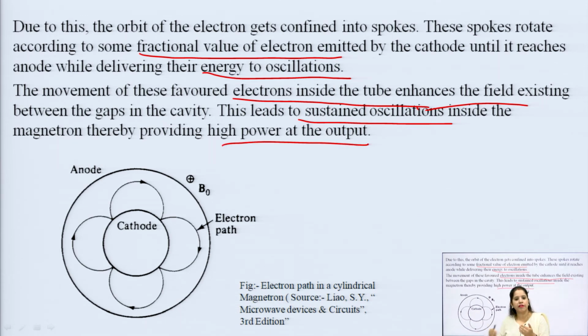So, the favored electron keeps on moving inside the interaction space between the cathode and the anode, and this gives rise to high power at the output. So, this is the same electron path movement, which is for when the magnetic field is increased beyond the magnetic cutoff.